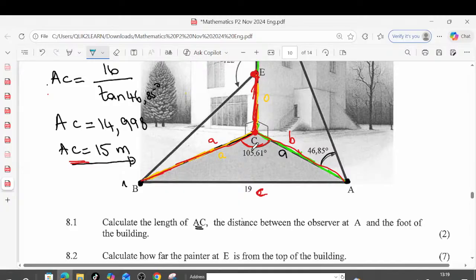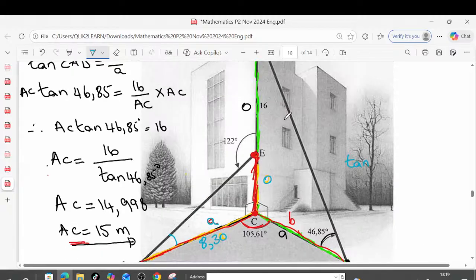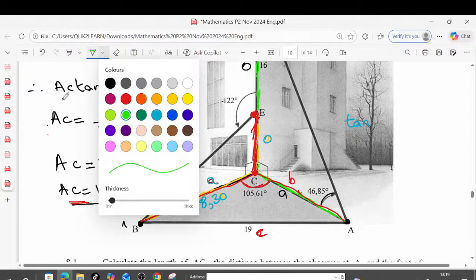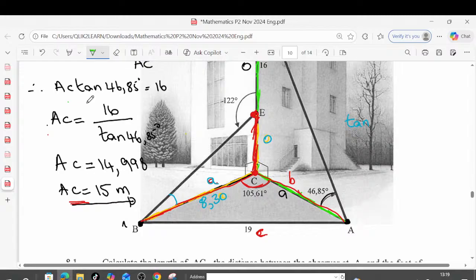Now that I have BC, I just calculated my BC to be what? 8.30. I can say I have adjacent, I have opposite. I can use the tan of that angle. So now we need to get that angle. What is that angle equal to? Oh guys, exterior angle of a triangle. Look at this. Now we need to apply the exterior angle of a triangle.